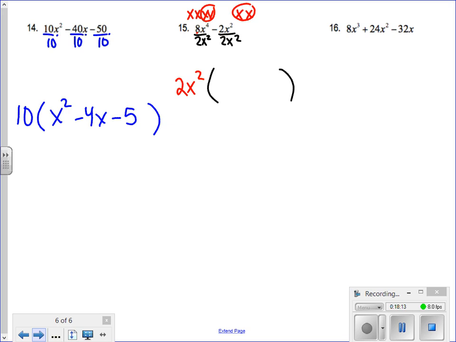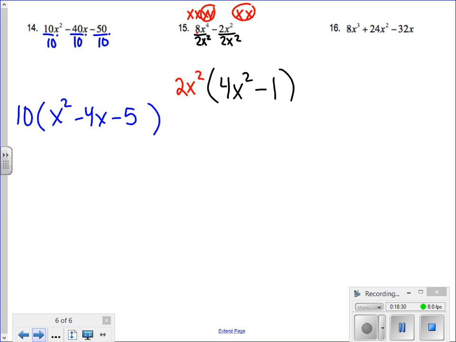When I do that, 8 divided by 2 is 4. x to the 4th divided by x squared is x to the 2nd. Then 2x squared divided by 2x squared gives me a negative 1 to finish out.